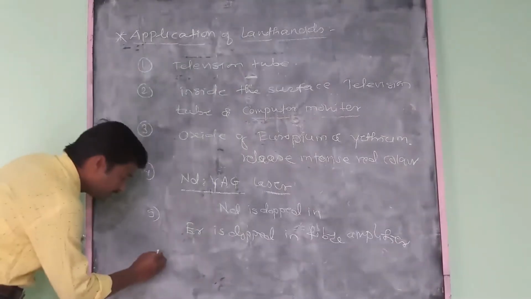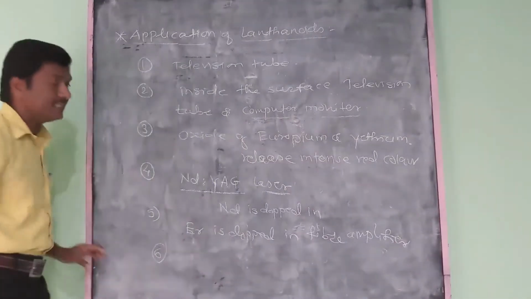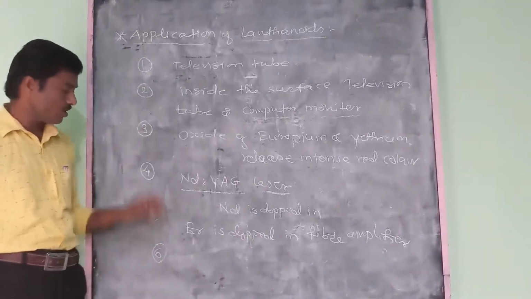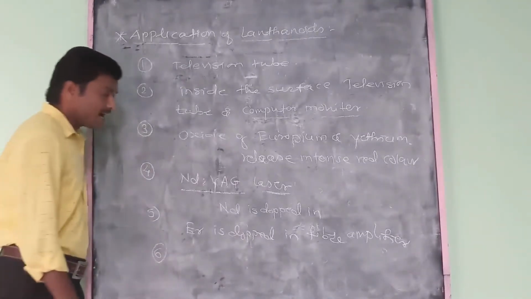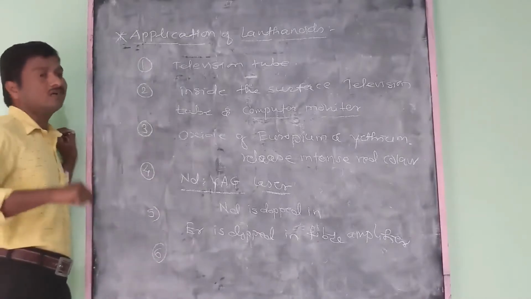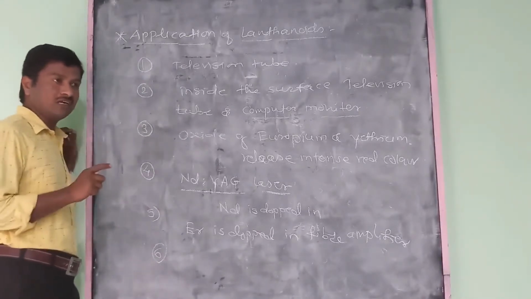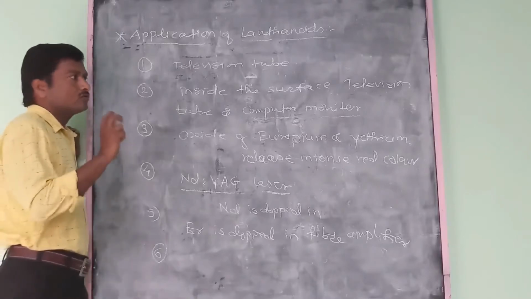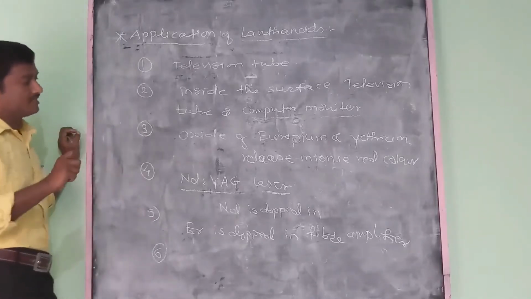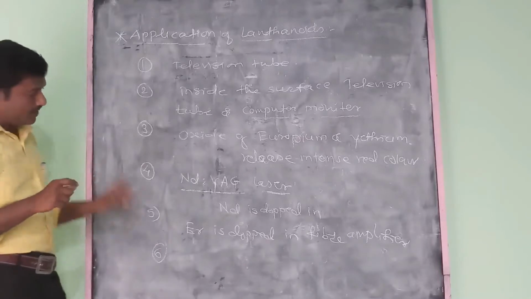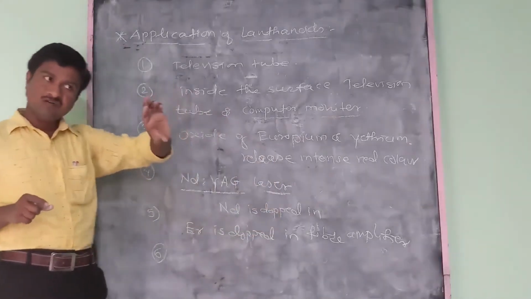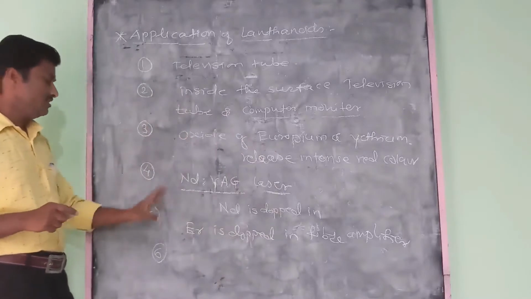Then one more application, that is the sixth one. Generally lanthanoids are used for hybrid cars. Then superconductors, also in permanent magnets. Conducting materials like superconductors are also prepared by these lanthanides, and also the permanent magnets are generally prepared.